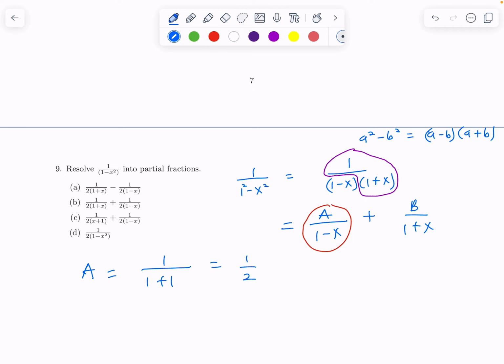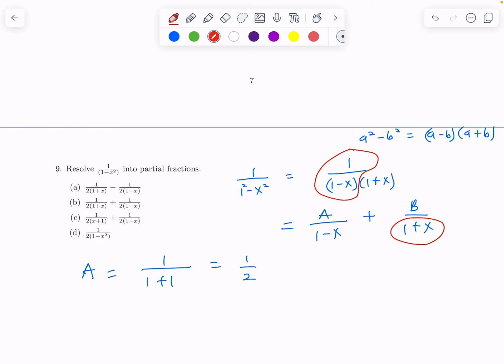Okay, now I have my A. So to get my B, I'm looking at this other part. What can I plug into the denominator to make it 0? If I plug in negative 1, I have 1 plus negative 1, which is going to be 0. So I'm not going to go into the original equation; I'm going to plug in negative 1 into this part.